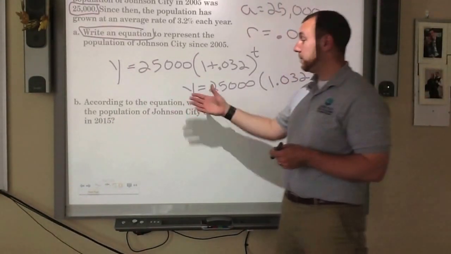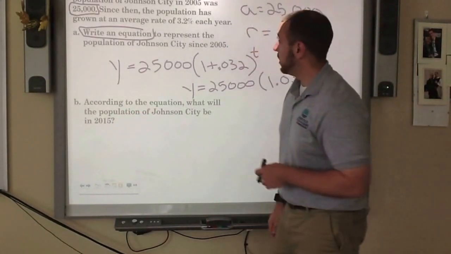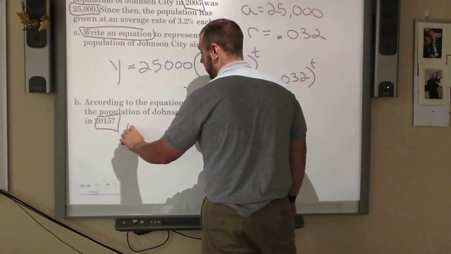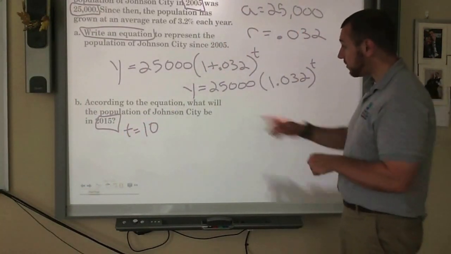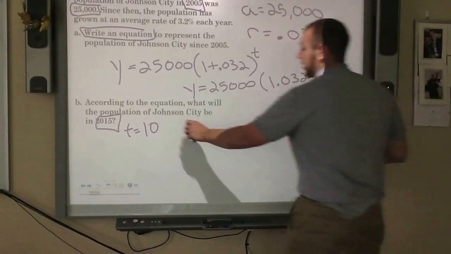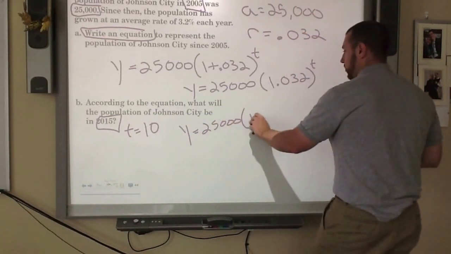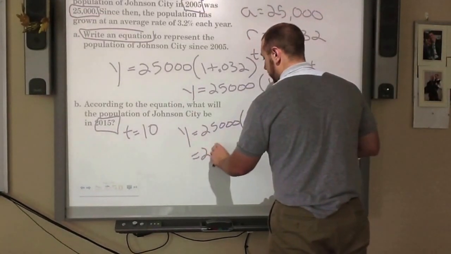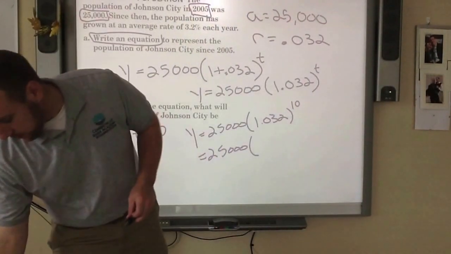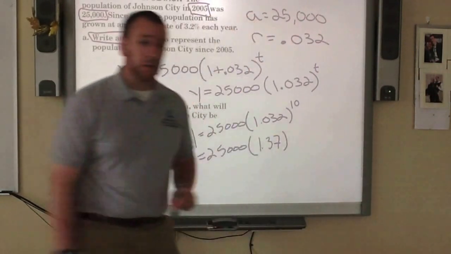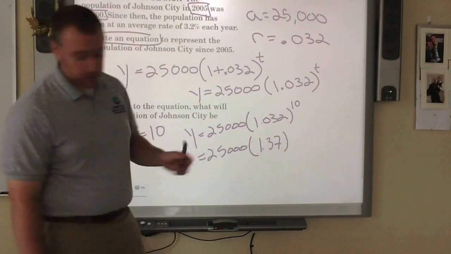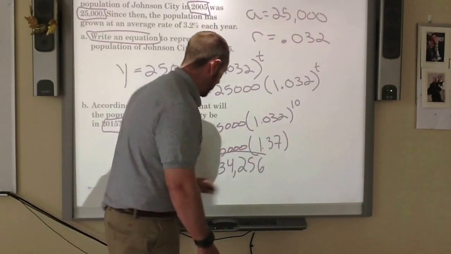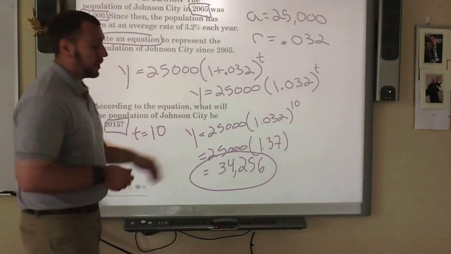Part B says, according to the equation, what will be the population of Johnson City in 2015? Well, I started in 2005. Now I'm at 2015. So that represents t is 10, right? So that is 10 years. All I do with that information is plug it in where t is. So y equals 25,000 times 1.032 to the 10th. I plug this into the calculator and I get 25,000 times 1.37. That's 1.032 raised to the 10th. And I multiply those out and I get 34,256. So that's the population in 2015. It's growing at a steady rate.